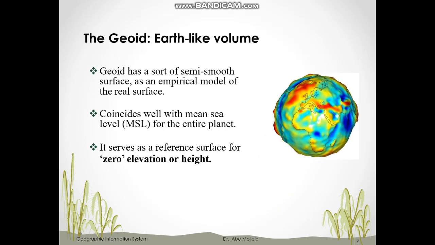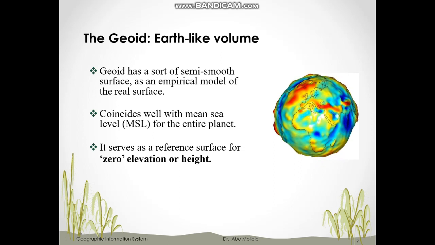Geoid has a sort of semi-smooth surface. It is less bumpy than the real surface and is an empirical model of real surface of Earth because it is a world of sea, a world of water. It coincides very well with the mean sea level or MSL of the entire planet. That is why geoid is also widely used as a reference of elevation or zero height. When we say elevation of New York City is 33 feet, it is measured from geoid.